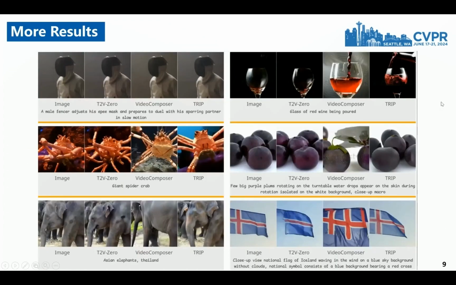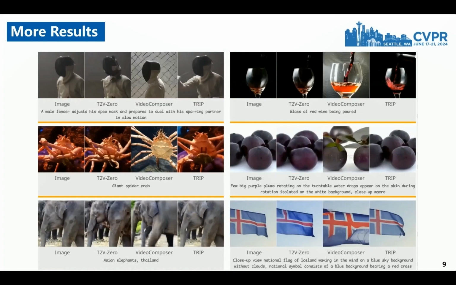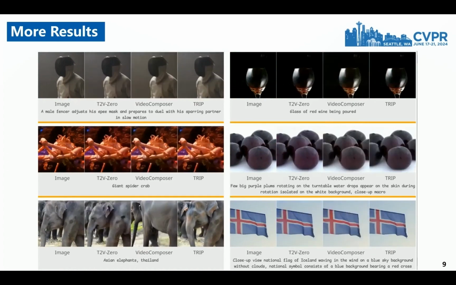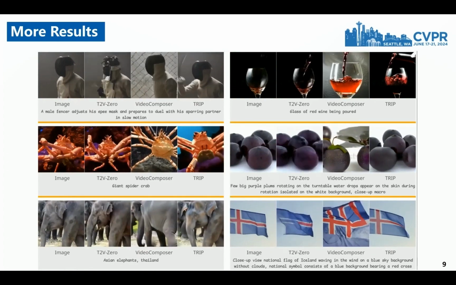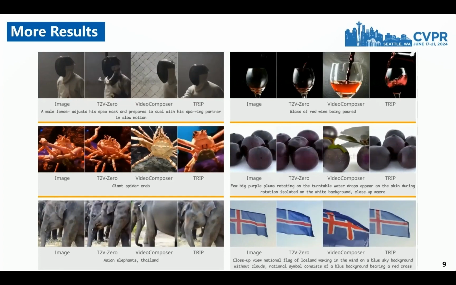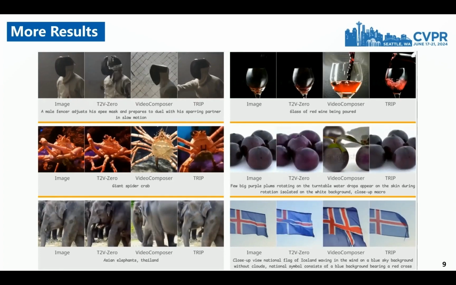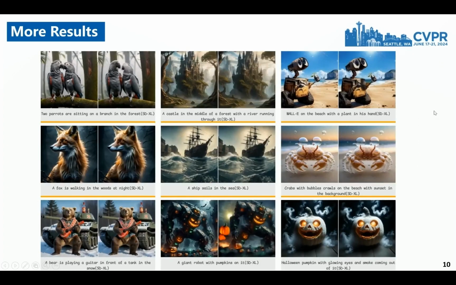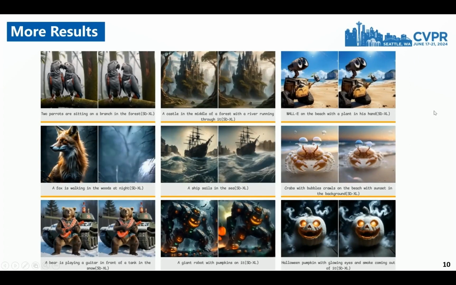Here are the comparison results of our model TRIP with other image-to-video methods. From the video, it can be seen that our model generates video with better temporal consistency and more natural motion. Here are more video results generated by our TRIP.